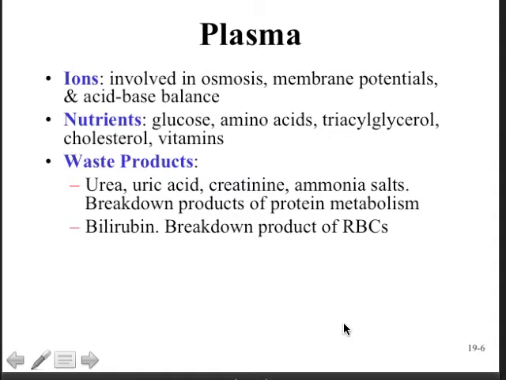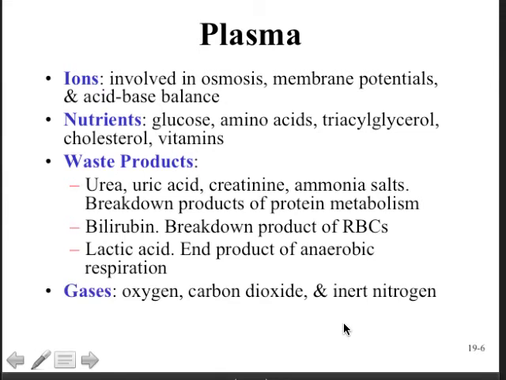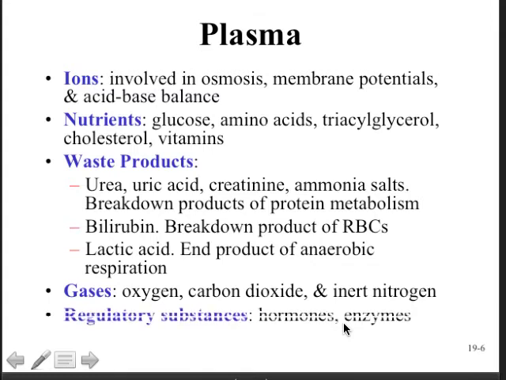So we have to control their production and their secretion, their excretion from the body. Bilirubin is a breakdown product of hemoglobin, and lactic acid is an end product of anaerobic respiration. The gases that are transported in plasma are some oxygen, mostly carbon dioxide, and lots of nitrogen. Regulatory substances that you find in the plasma include hormones and enzymes.